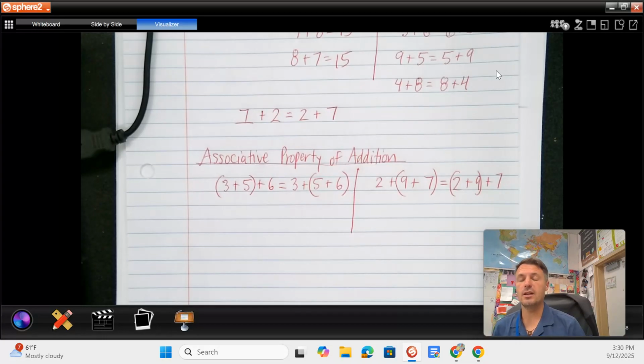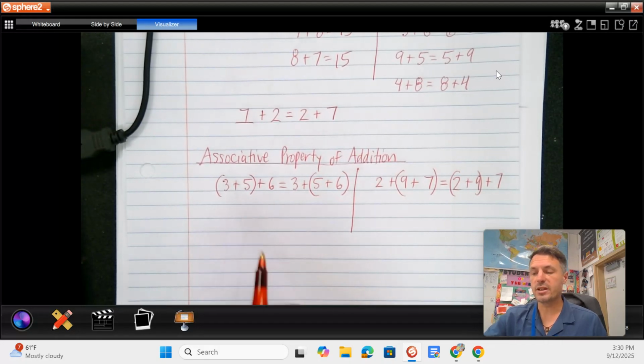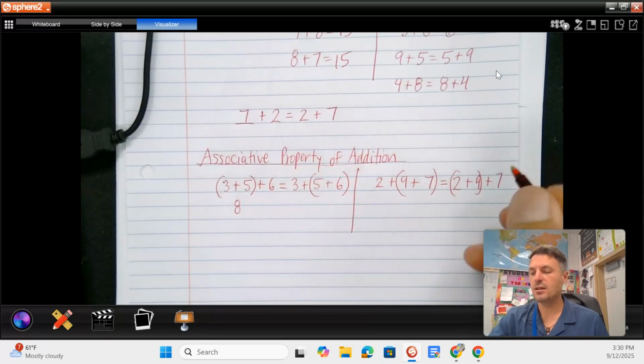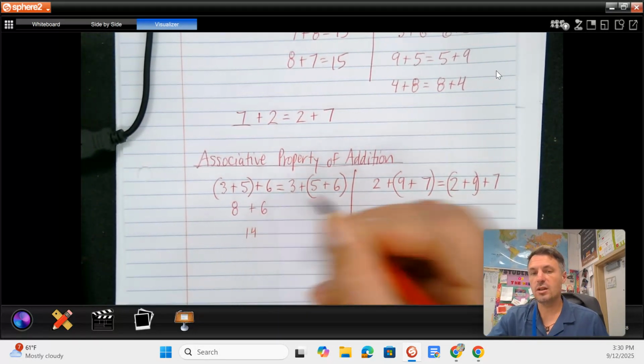Because remember, and we actually haven't learned this yet, it's coming later on in the year, but the order of operations says you do what's in parentheses first, because you follow PEMDAS. Parentheses, exponents, multiply and divide, and then add and subtract. So here we would do the 3 plus the 5 first, and we would get 8. And then we'd add that to 6, and we'd get 14.